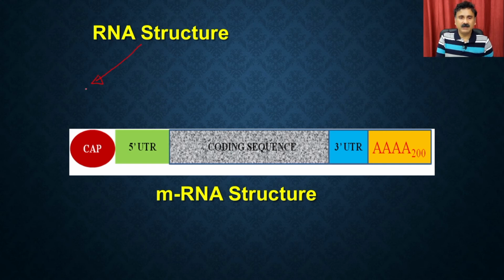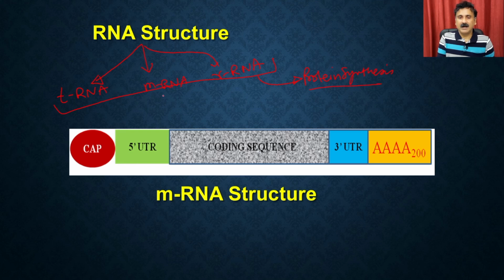These are the three different species of RNA. You have the tRNA, you have the messenger RNA, and then you have the ribosomal RNA. And all these three RNA species are extensively involved in protein synthesis.